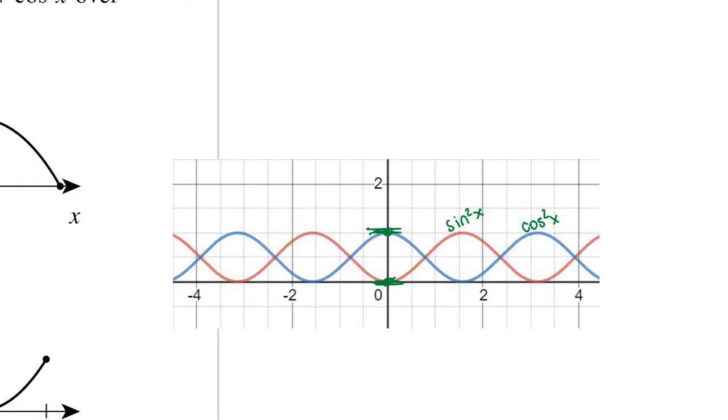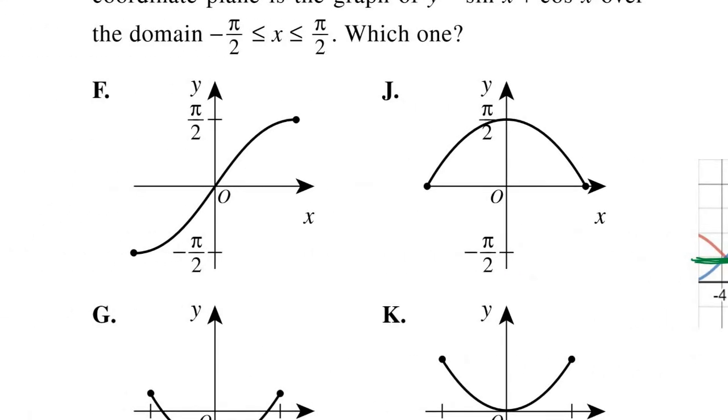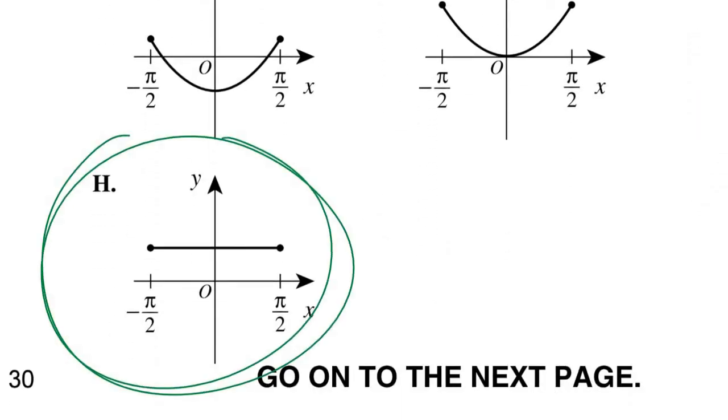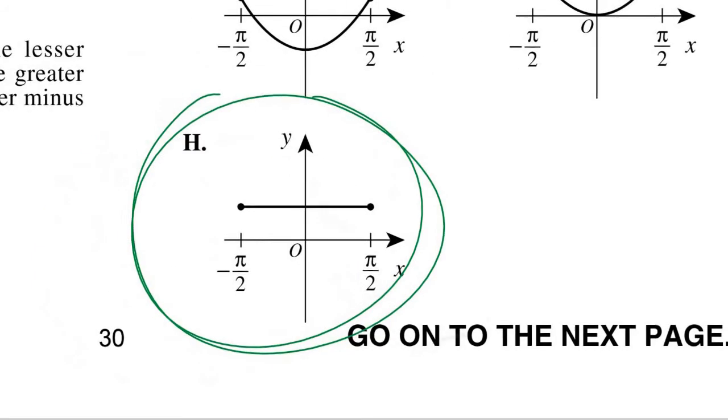So we see that they are complete opposites of each other. So when the sine squared graph is at 1, the cosine squared graph is at 0. Here they're both at 1/2. Here the cosine squared graph is at 1, and the sine squared graph is at 0. So we end up just averaging it out, and we have a straight line at 1/2. So our answer choice, H, matches that. So the answer to number 54 is H.